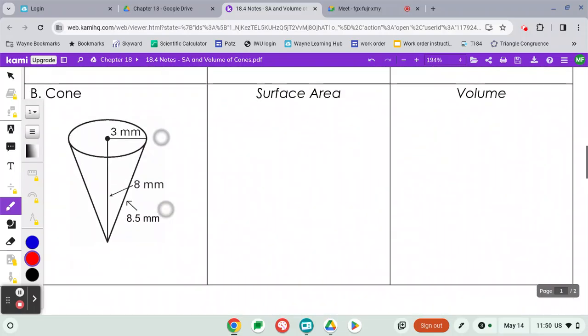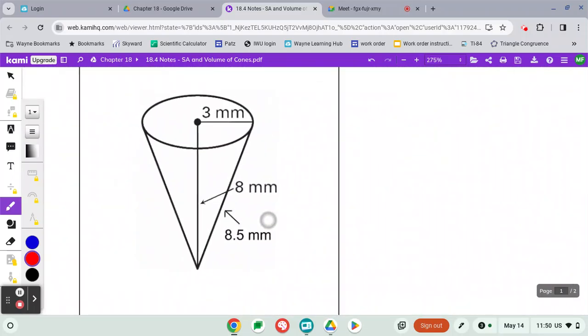All right, so real quick, let's get 3 people to share. So Aaron, can you start us off? Can you identify one of these, 3, 8, or 8.5? What do we got here? 3 is our radius. Good. All right. Go ahead. Giovanni, can you tell me either the 8 or the 8.5? What is one of those?